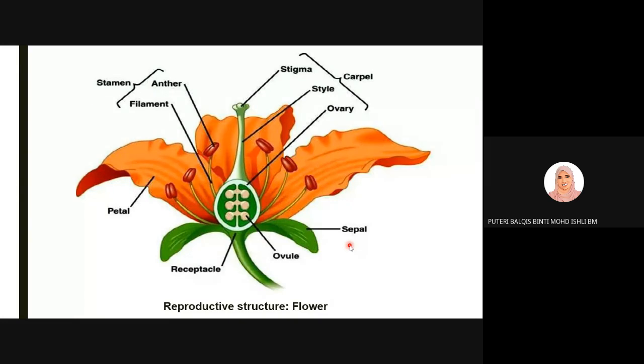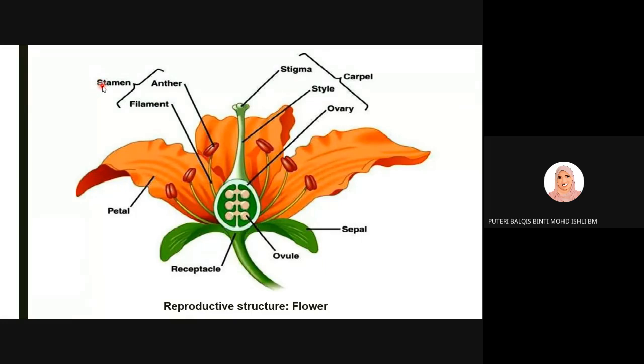Next, kita pergi kepada structure of plant, reproductive structure flower. Okay, I won't go into details. You can read on your own, just because you already discussed this during secondary school, so it's just an overview for you. Okay, you study lah sendiri. Tapi nak cakapnya, the important part, we have stamen.